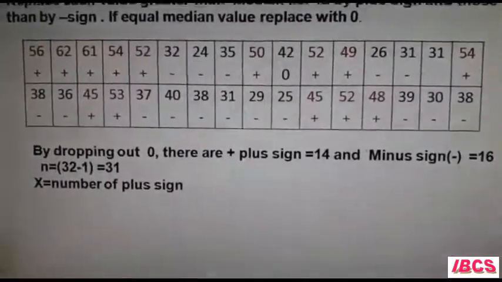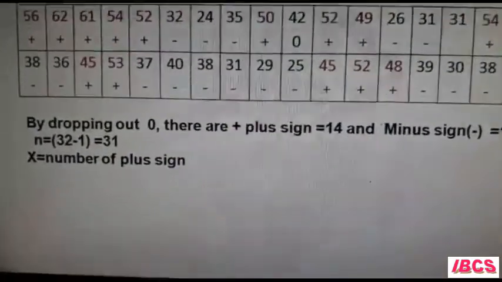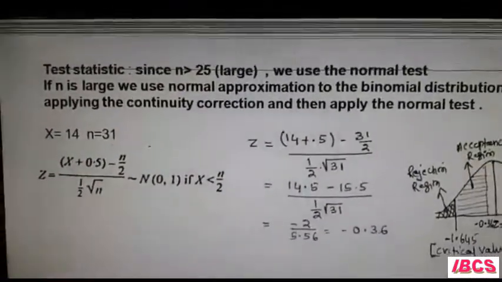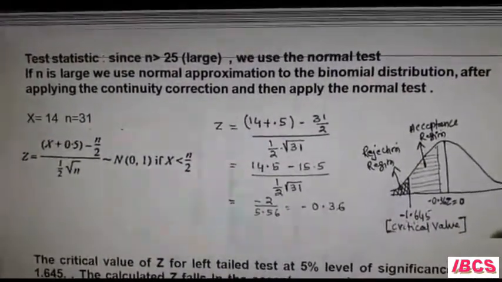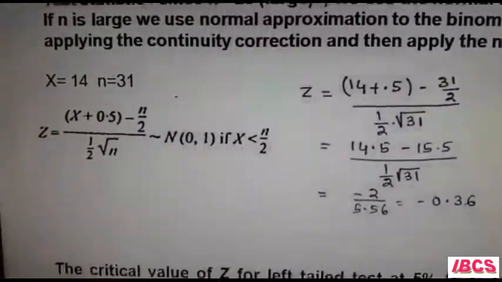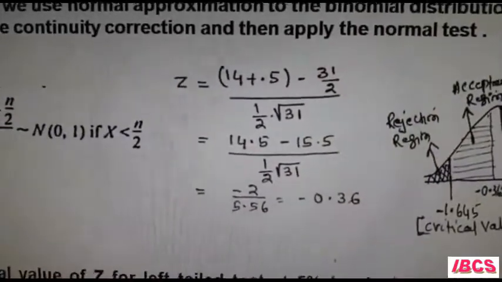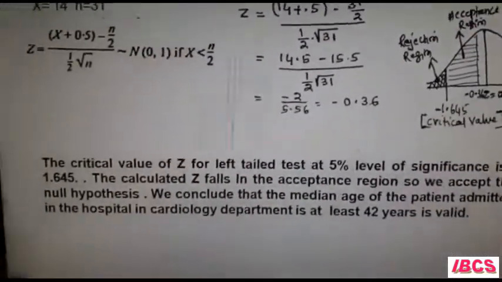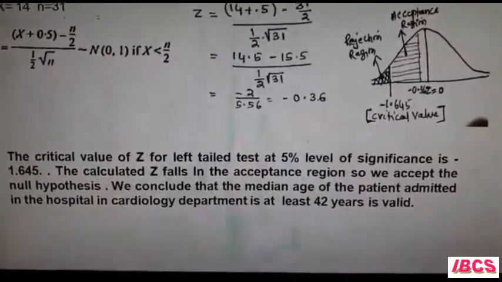So here n is equal to 32 minus 1, which is 31, because we discard the 0. x represents the number of plus signs. Since n is large, we use a normal test, the normal approximation to the binomial distribution. Where x is equal to 14 and n is equal to 31, we put in the values and get z equal to (14 + 0.5 - 31/2) divided by root 31 over 2, so we get minus 0.36. The critical value of z for a left tail at the 5% level of significance is minus 1.645.